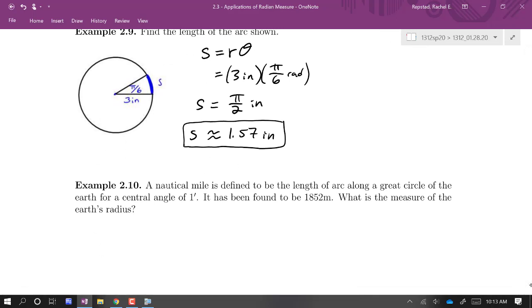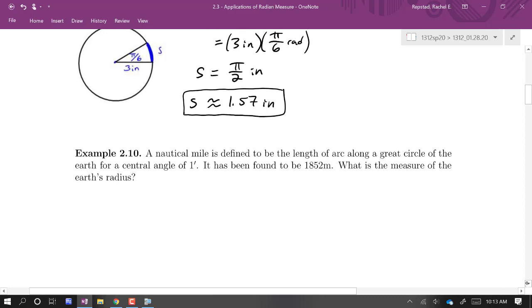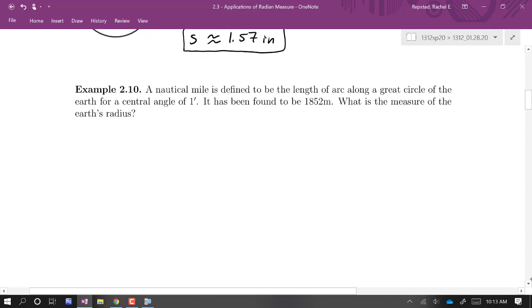Okay. A nautical mile is defined to be the length of arc along a great circle of the Earth for a central angle of 1 minute. So now, what are minutes? Does anybody remember how we define a minute? 60 seconds, but also a 60th of a degree. There's 60 minutes to a degree, 60 seconds to a minute.